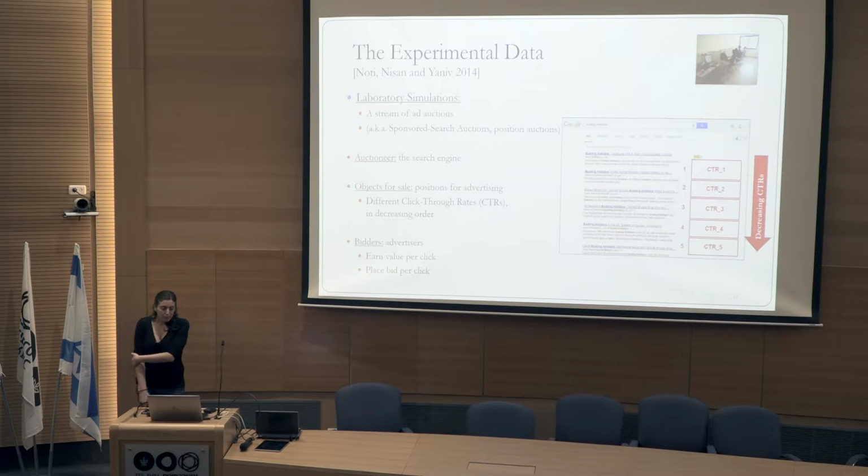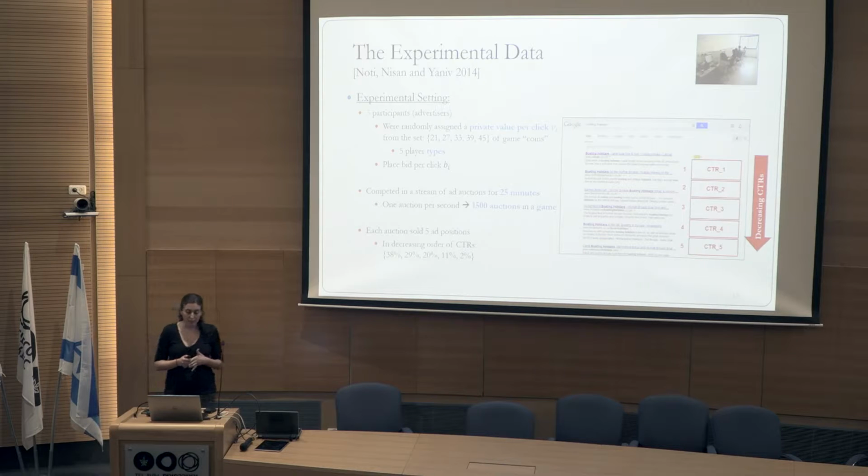Okay, so in the experiment, people participated in auctions similar to the auctions that the large internet companies are using to sell the positions for advertising on the side of the search results or on a web page like in this picture. So the objects for sale here are these ad positions, and each position is associated with different click-through rates, CTR, and they appear on the page in decreasing order of click-through rates. And the bidders are the advertisers, and we assume that each one earns some value per click and places a bid per click.